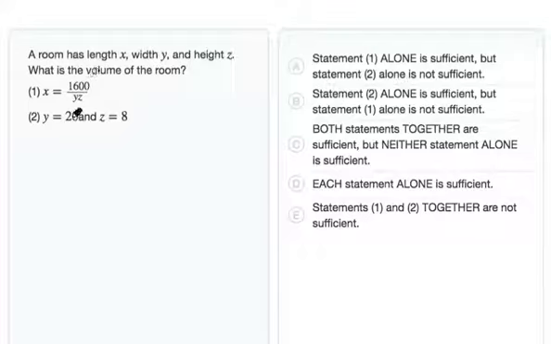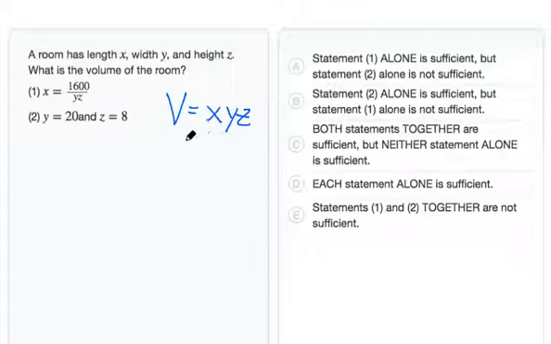We don't need a visual if we don't want one, but we do need to recall what the volume of a room, which would be like a rectangular cube or prism, I guess. So our volume of a rectangular prism would be x times y times z, length times width times height. So we want to keep that in mind as we go through our statements.